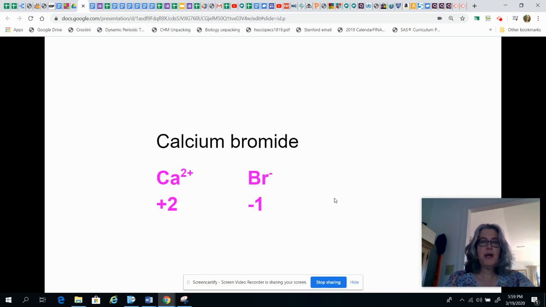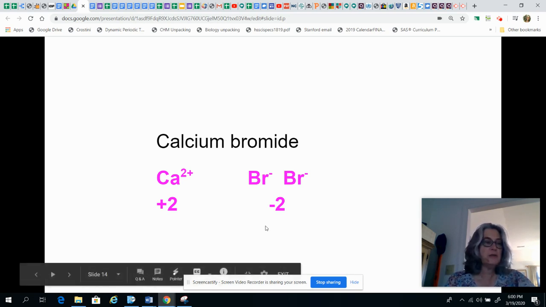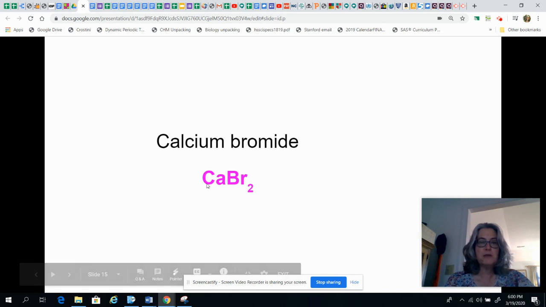But if we had twice as many bromides, the negative charge in our formula would be 2 times -1, which is -2, which would exactly balance the +2 from the calcium. So calcium bromide has to have twice as many bromides as it has calcium. That is twice as many Br- as it has Ca2+, and the total charge is then 0. We write the formula CaBr2, 2 times as many bromides as calciums.